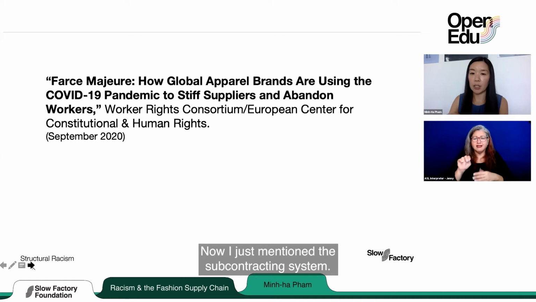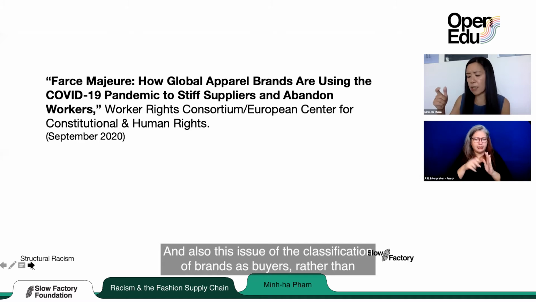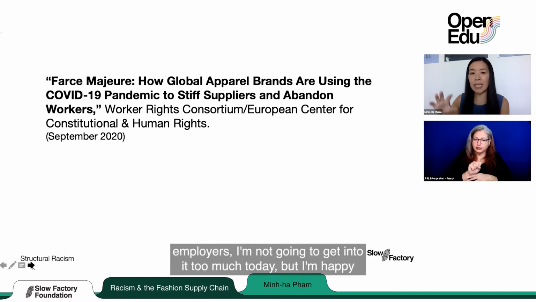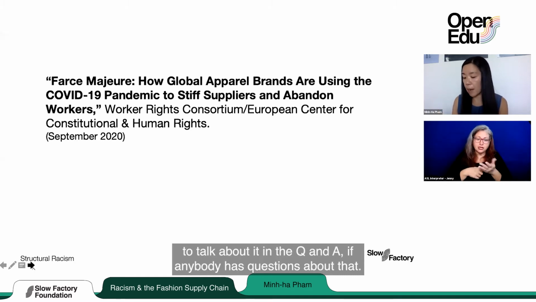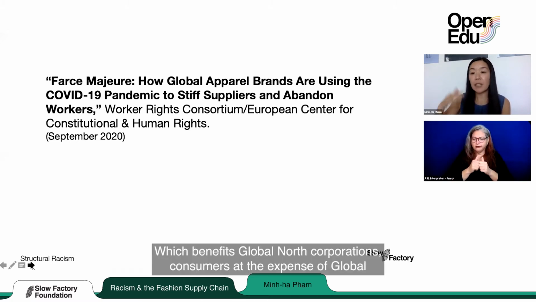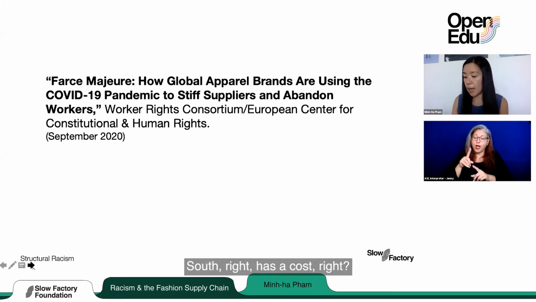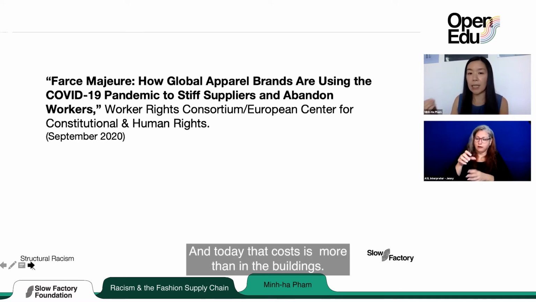Now, I just mentioned the subcontracting system. I assume that many people on this call know what that is. And also this issue of the classification of brands as buyers rather than employers. I'm not going to get into it too much today, but I'm happy to talk about it in the Q&A if anybody has questions about that. But this system of structural racism, right, which benefits global North corporations and consumers at the expense of the global South, and particularly women and girls of color in and of the global South, has a cost, right? And today that cost is more than in the billions.